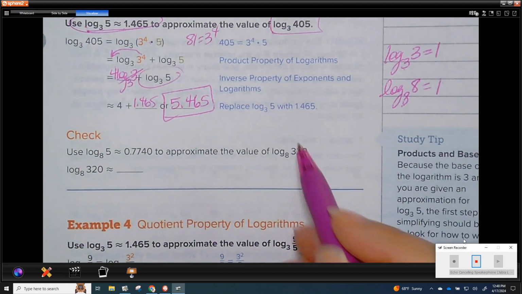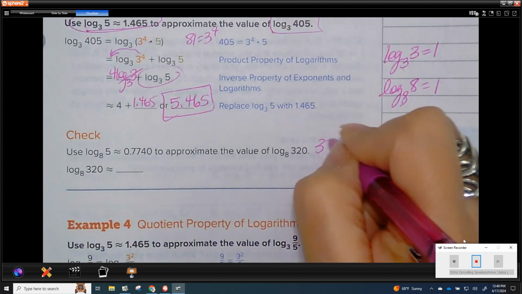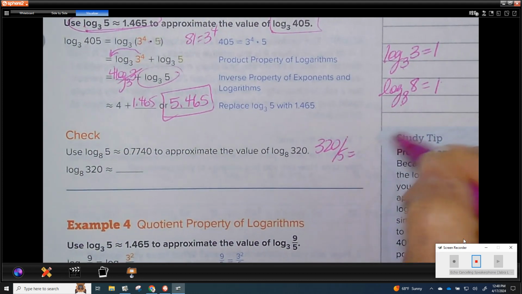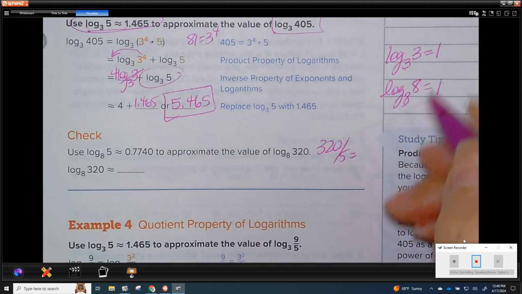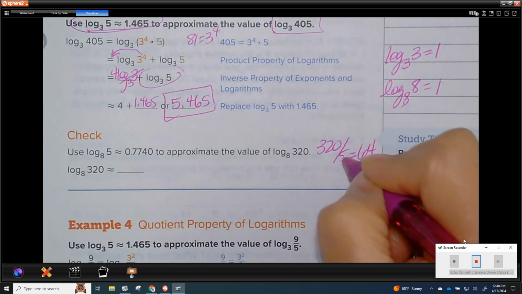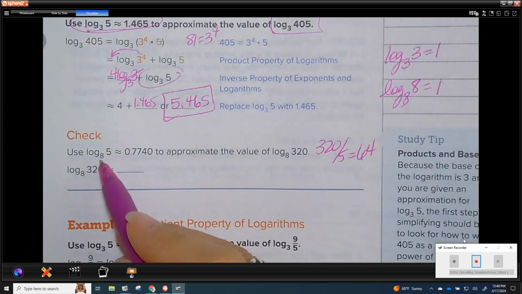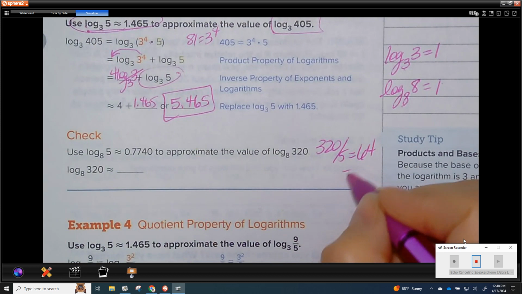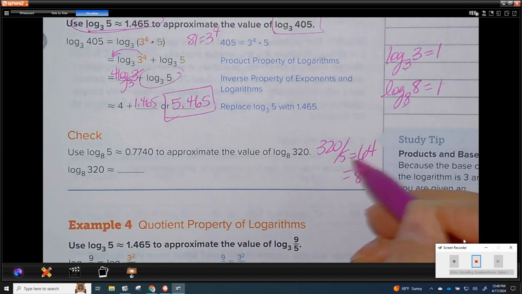All right, let's do 320. So for 320, again, 5 goes into it, 10 goes into 320, 32. So 5 is 2 of them. So 64 times 5 is 320. We have a base of 8. I can't write 5 as a base of 8, but 64 is 8 squared. So 5 times 8 squared.